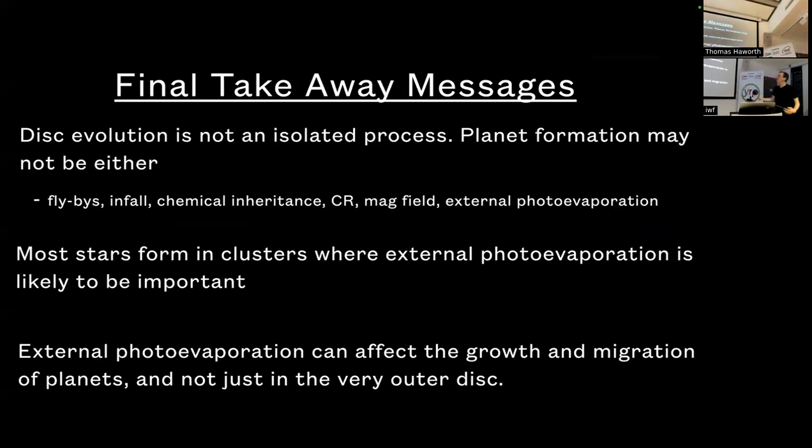So, final takeaway messages. I think this is summarizing everything here. Number one, not just external photoevaporation, but infall, stellar flybys, chemical enrichment, supernovae: the planet formation process and disk evolution is likely affected by the environment. And a lot of stars, and hence disks and planets, will form and evolve in quite massive clusters that don't look like the ones that are nearby to the sun.